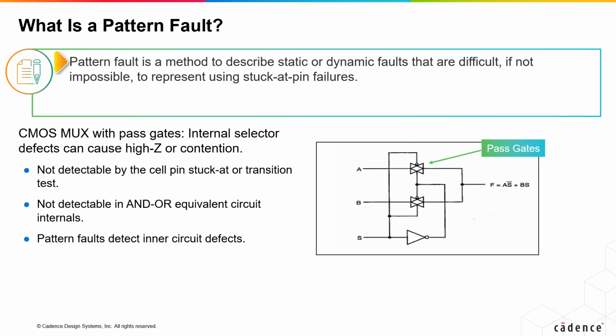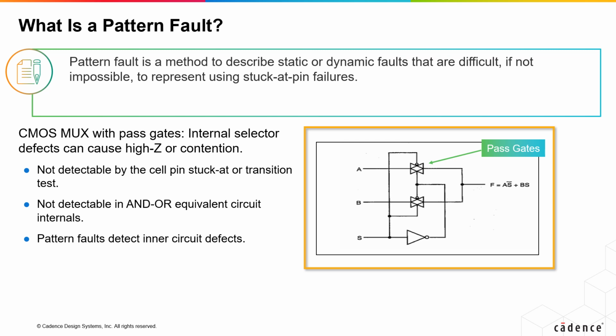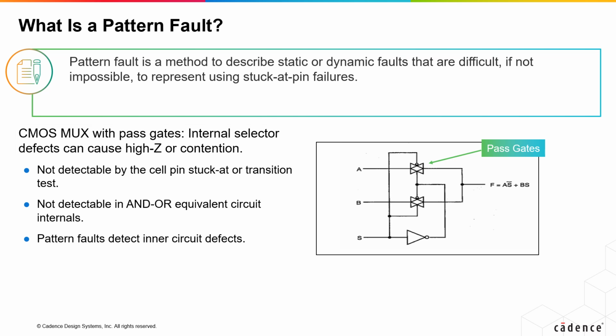to observation points. See the MOS-MUX with pass gates example shown here, in which internal selector defects can cause high Z or contention. It is not detectable by cell pin stuck-at or transition test, and not detectable in an AND-OR equivalent circuit internals. Pattern faults detect inner circuit defects.